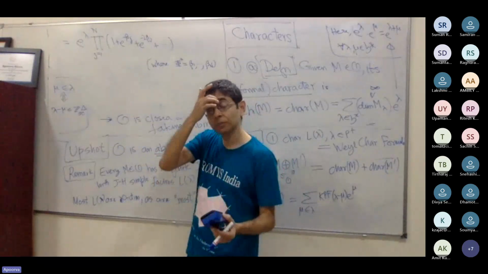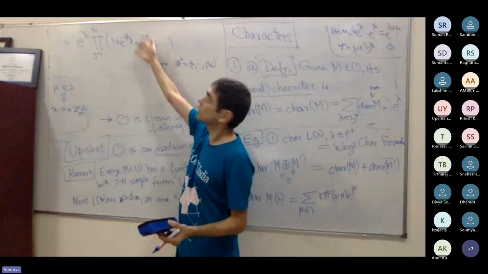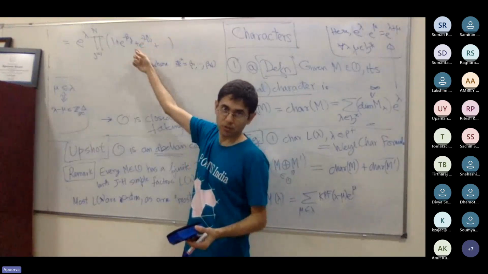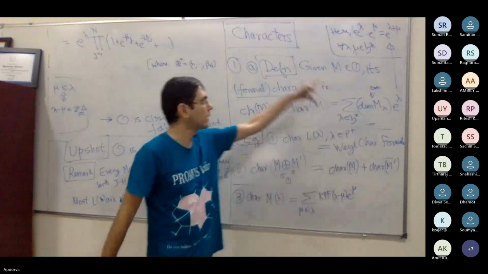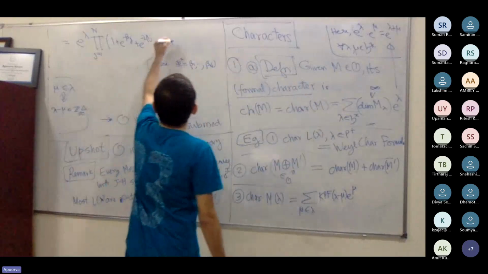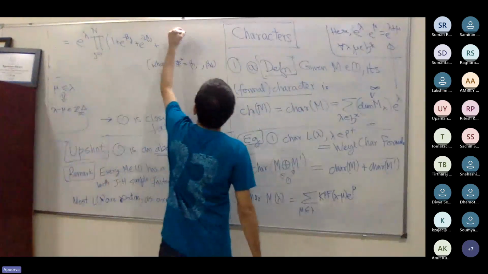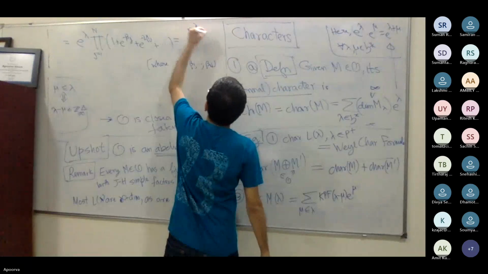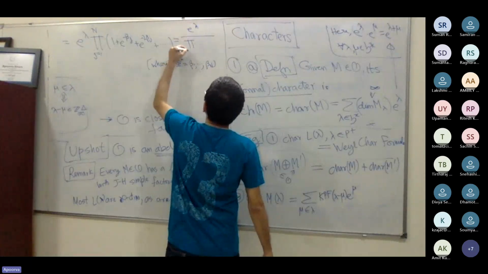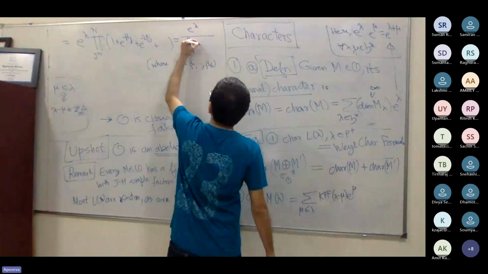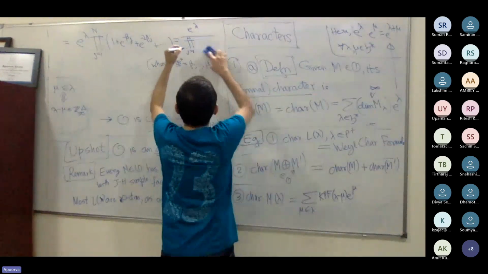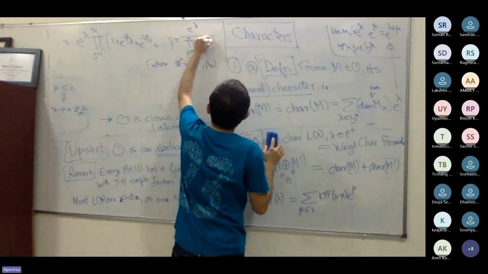That means mu minus lambda should be written as an integer combination of negative roots. That's the same as saying lambda minus mu should be written as a sum of positive roots. And now this is precisely a geometric series. So it's just e power lambda divided by the product, j goes from 1 to n, of 1 minus e power minus beta j.